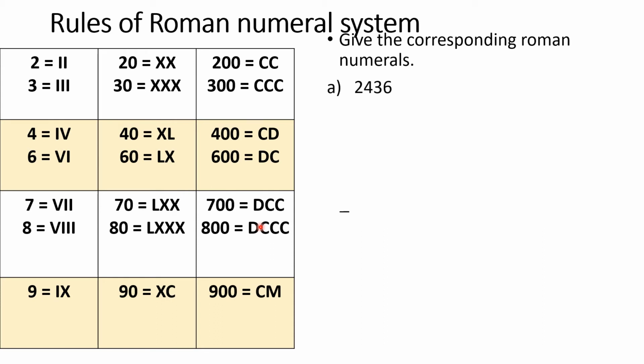2436. At first I will write this in expanded form: 2000 plus 400 plus 30 plus 6. Now for 2000 we can use the value M. We know that M denotes 1000, right? So for 2000 we will use MM. For 400 it is CD. For 30 it is XXX. Then for 6, VI.